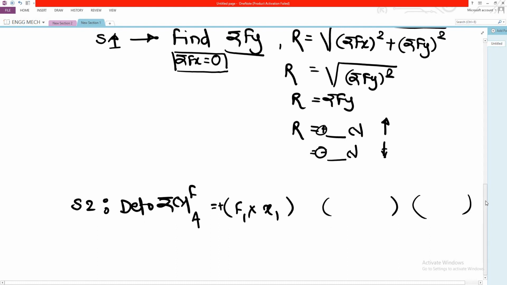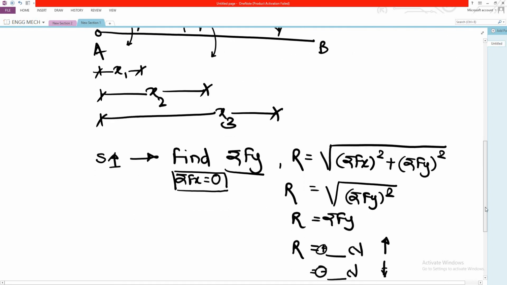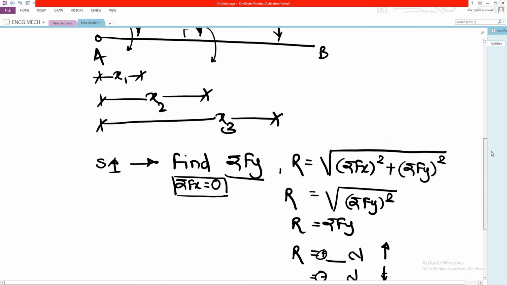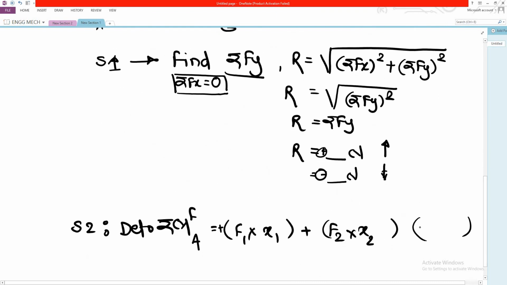Okay. Similarly, F2 is acting at a distance x2 from point A. It will also be generating a clockwise moment. The product should be F2 into x2 and the sign should be plus here because a clockwise moment is being generated. Similarly, third force F3 into x3, and the sign is going to be positive.